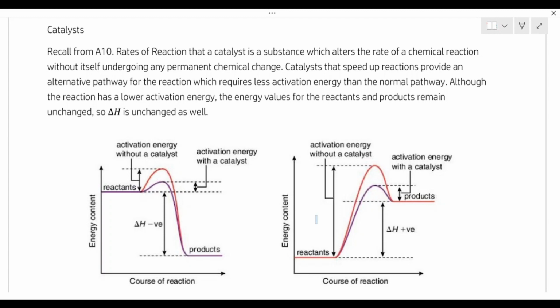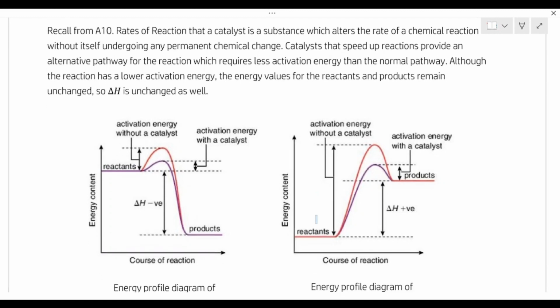So you do need to know how to label the energy profile diagram with and without a catalyst. For a catalyst that speeds up a reaction, obviously the energy needed for the reaction to proceed, i.e. the activation energy, is going to be lower. That's the case for both exothermic and endothermic reactions.